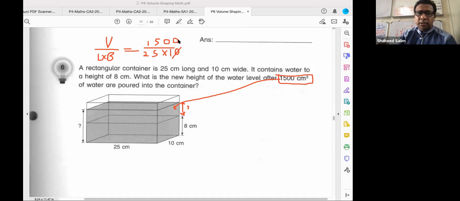Okay, what do you get? Cancel 0, cancel 0. You divide this, you get 6. So this is 6 cm, Zahin. So Akil, this is 6 cm. 8 plus 6 is 14. 14 cm. Akil, can or not?